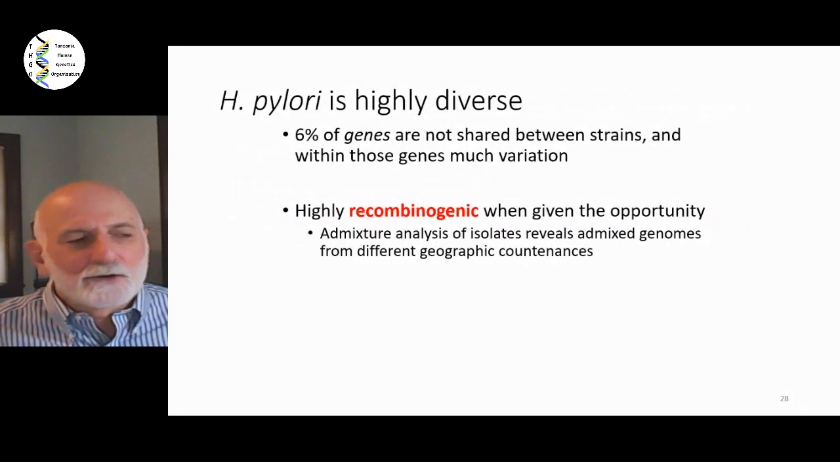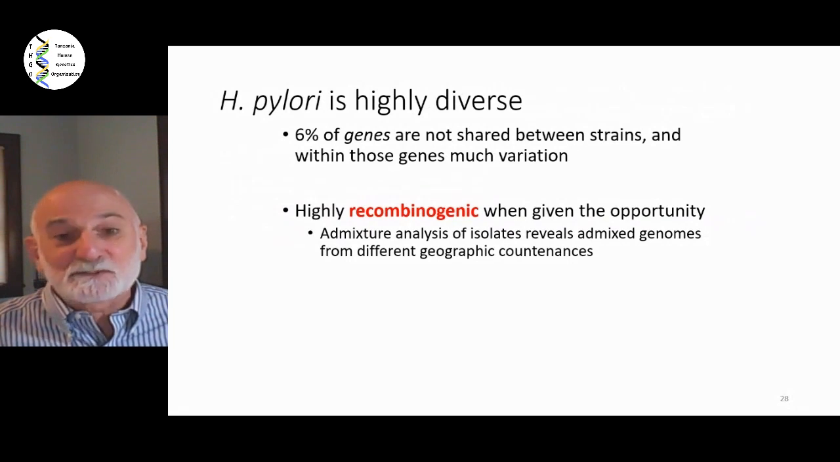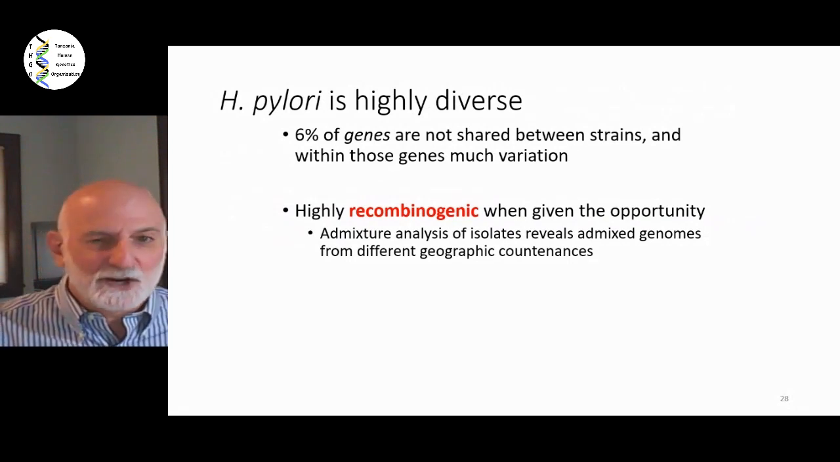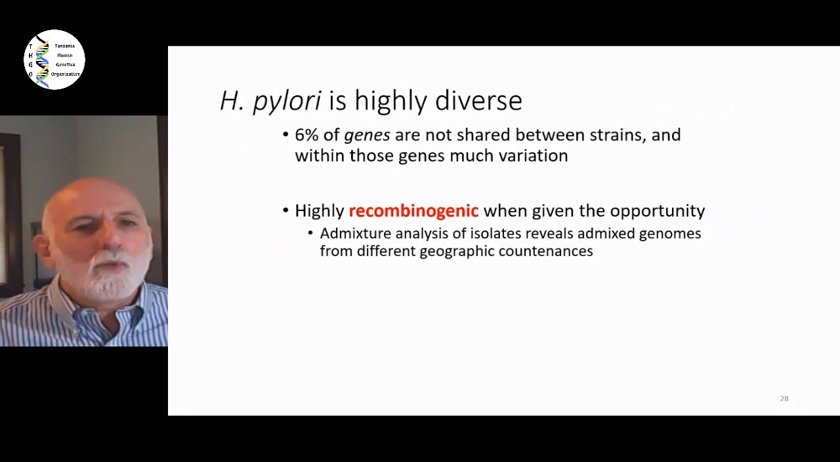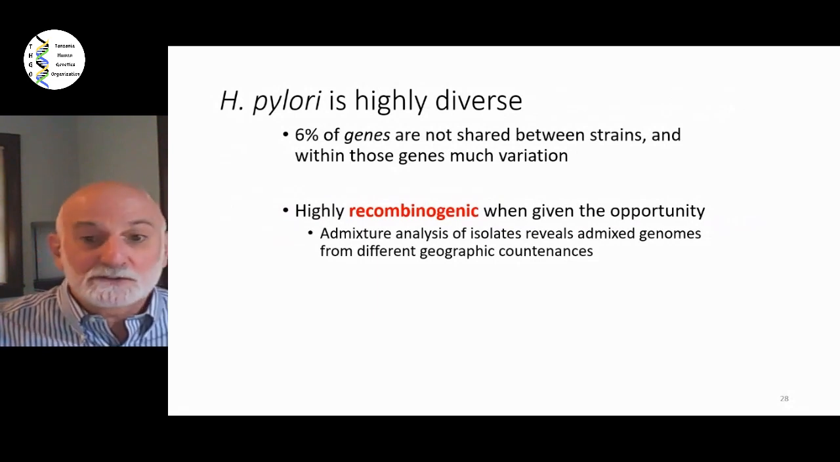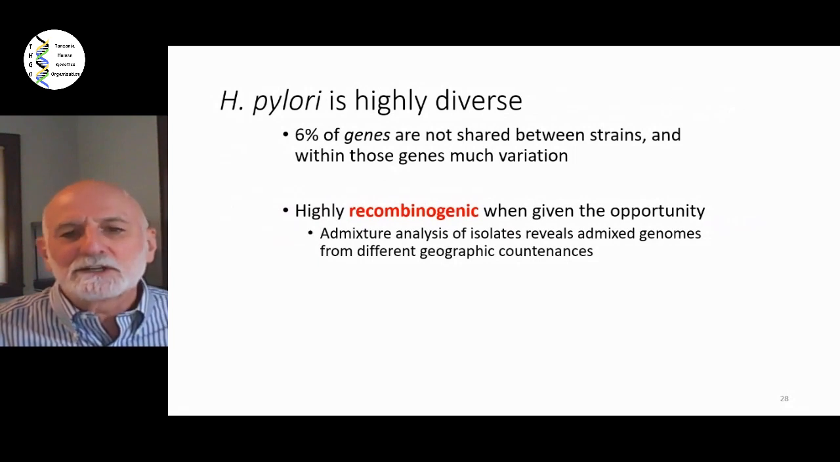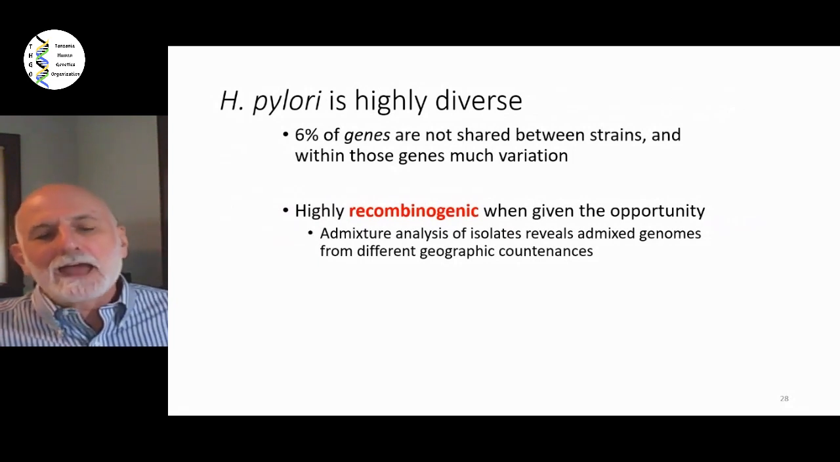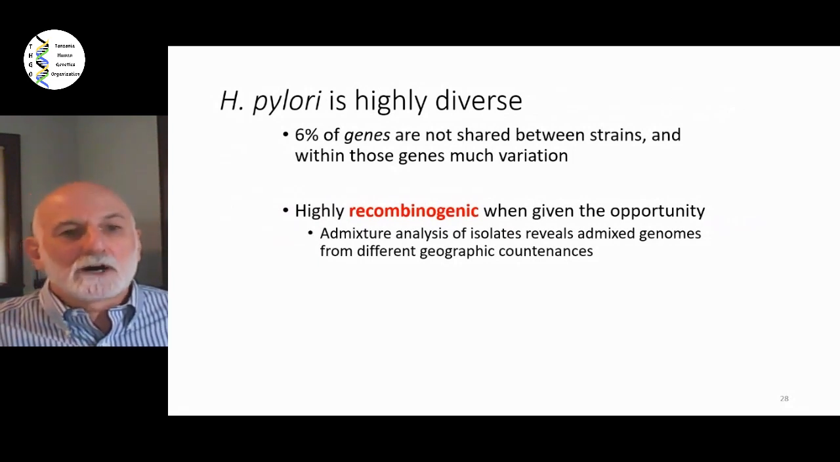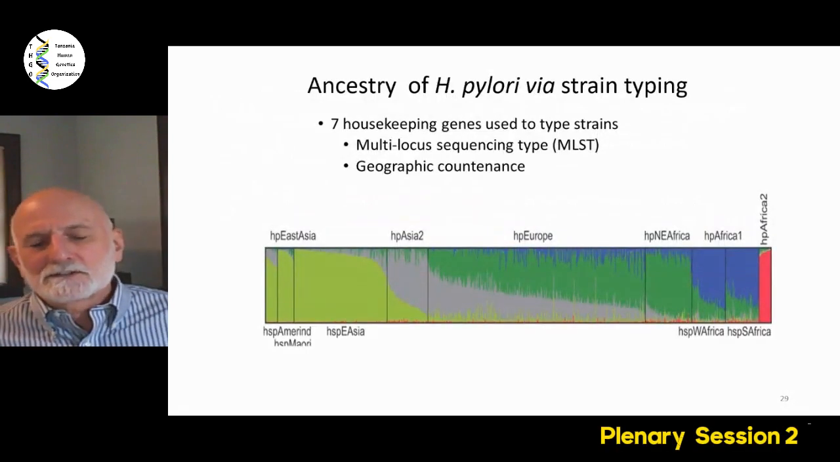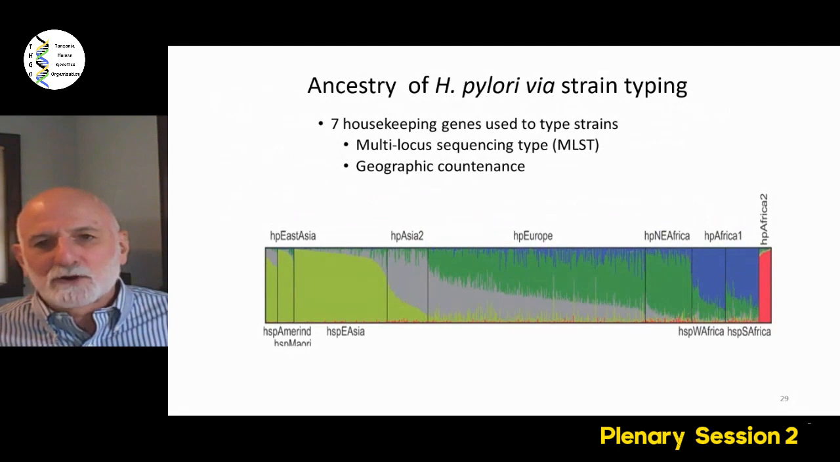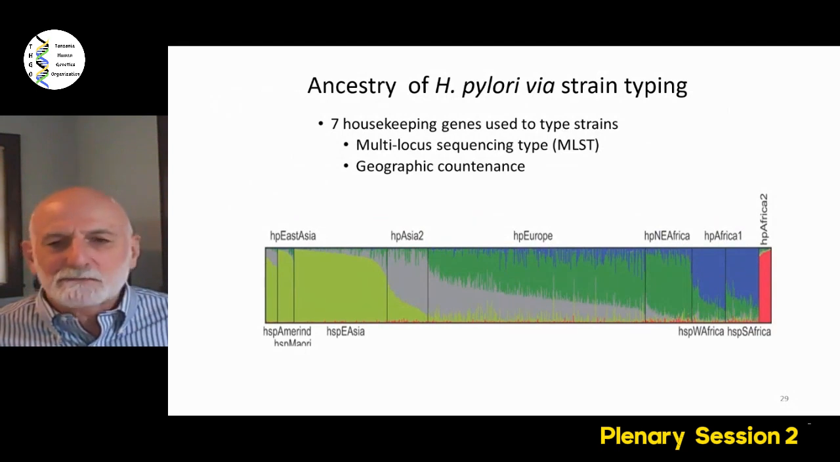Now, H. pylori is an incredibly diverse bacterium. About 6% of the genes are not shared between strains, so genes are just missing. It's highly recombinogenic when multiple strains are exposed to each other, which gives the opportunity to break up and disrupt co-evolved complexes. To give you an idea, this is ancestry of H. pylori based on sequencing of 7 housekeeping genes.